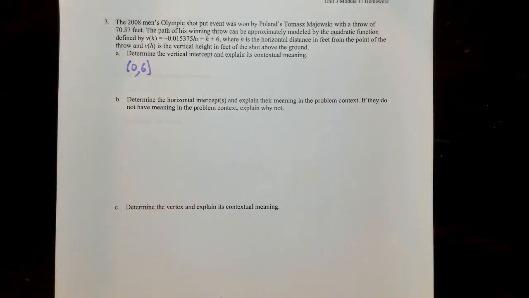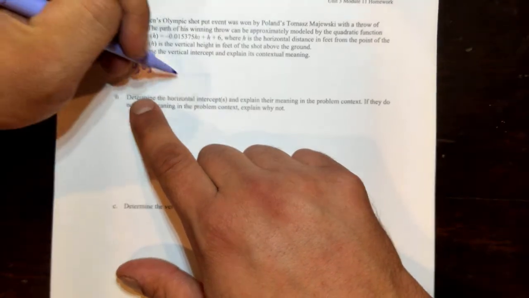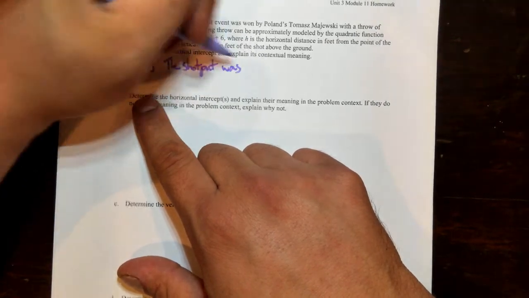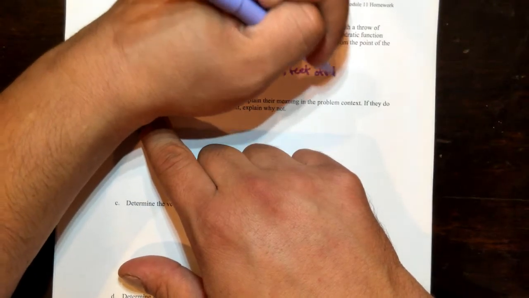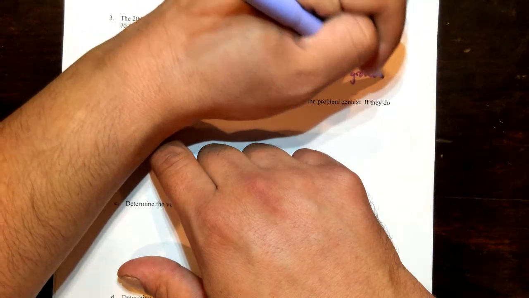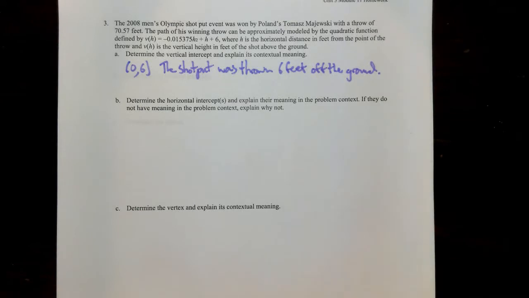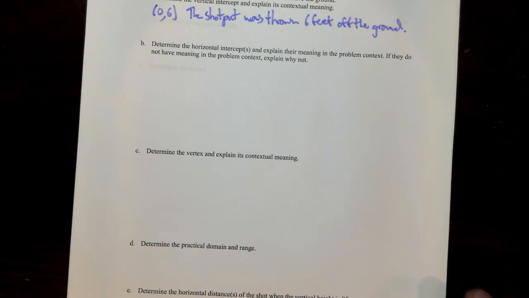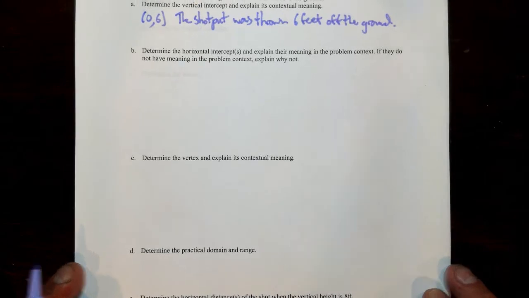Okay, so our vertical intercept is 0, 6. And that just means that the shot put was thrown from 6 feet off the ground. Okay, because the v of h is the height. So B, determine the horizontal intercepts and explain their meaning in the problem context. If they do not have a meaning in the problem context, explain why not.